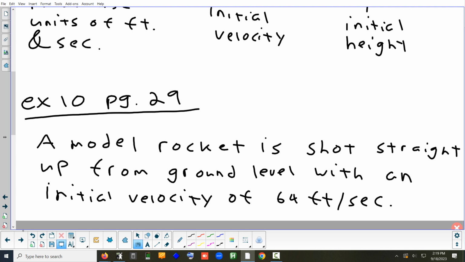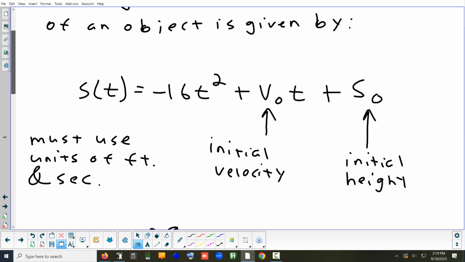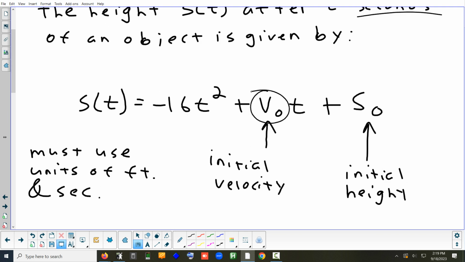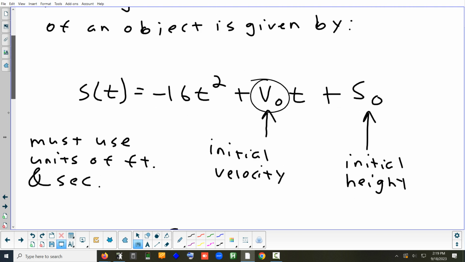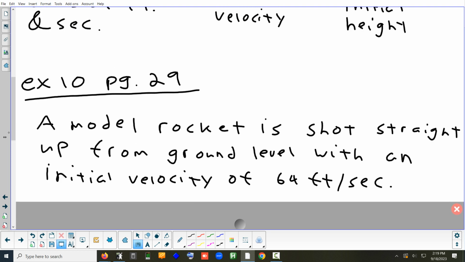Okay, they tell me two important things there. What's one thing they tell me that's important? The initial velocity, which is 64 feet per second. We're going to put that right there. And what else do they tell me that's important? Height, which is 0.